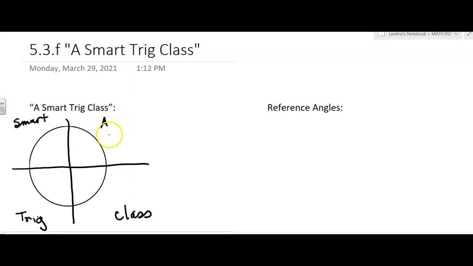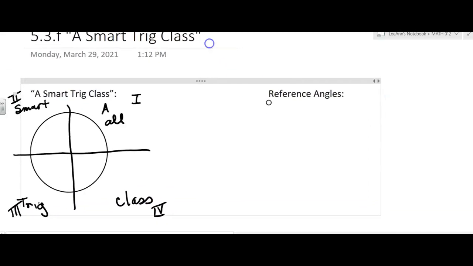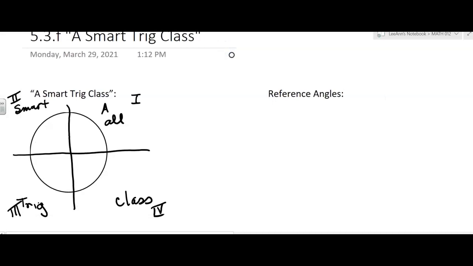So A is for all, meaning all the trig functions are positive in the first quadrant. Remember, this is quadrant 1, this is quadrant 2, this is quadrant 3, and quadrant 4. Okay, so smart, that means sine, and the reciprocal of sine, which is cosecant, those are positive in the second quadrant.